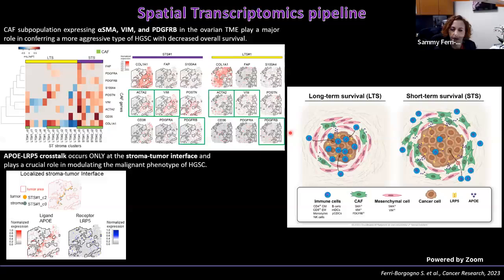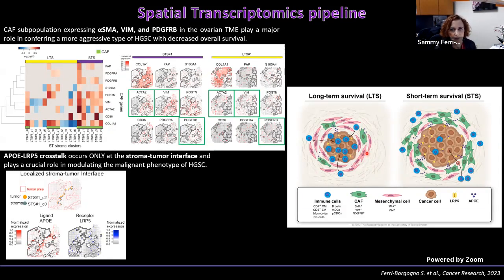On the contrary, in long-term survival patients, as you can see, there are a lot fewer cancer-associated fibroblasts, and there are a lot more mesenchymal cells that express only SMA and vimentin. So due to the fact that there is not a mechanical barrier and the crosstalk between ApoE and LRP5 is a lot less compared to short-term survival, immune cells can more easily infiltrate into the tumor and perform immunosurveillance.